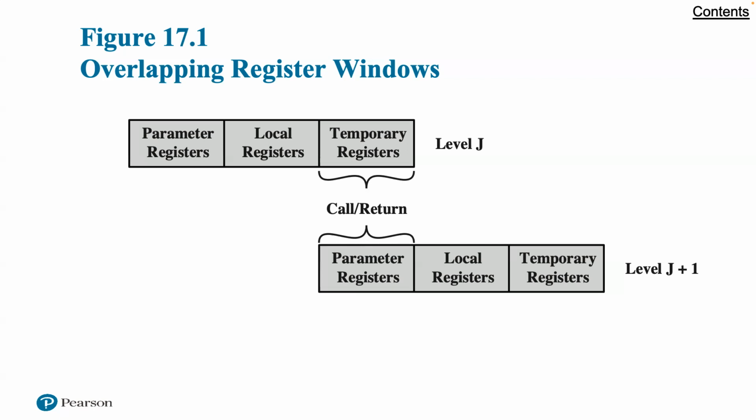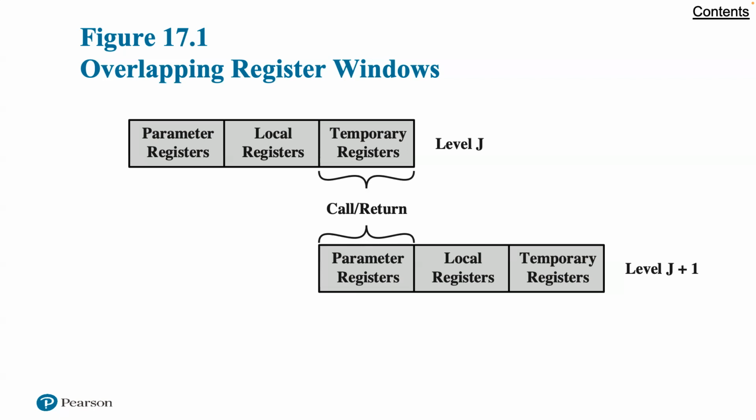The concept is illustrated in figure 17.1, which we're showing here. At any time, only one window of registers is visible and is addressable as if it were the only set of registers. That is, addresses 0 through n-1. The window is divided into three fixed size areas. Parameter registers hold parameters passed down from the procedure that called the procedure and hold results to be passed back up. Local registers are used for local variables as assigned by the compiler.